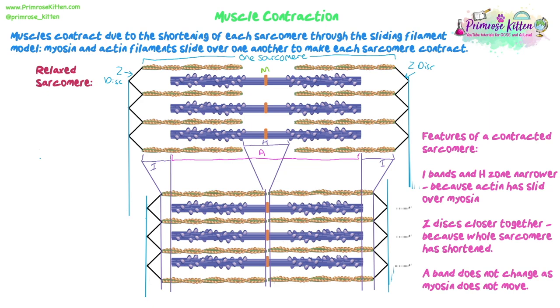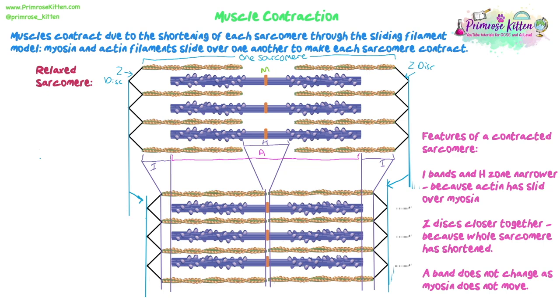Next, we need to look at the Z discs. The Z discs have got closer together. As that actin has been pulled across the myosin to the middle, the Z discs, which are the binding point, the joining point for the ends of those actin molecules, have been pulled as well.